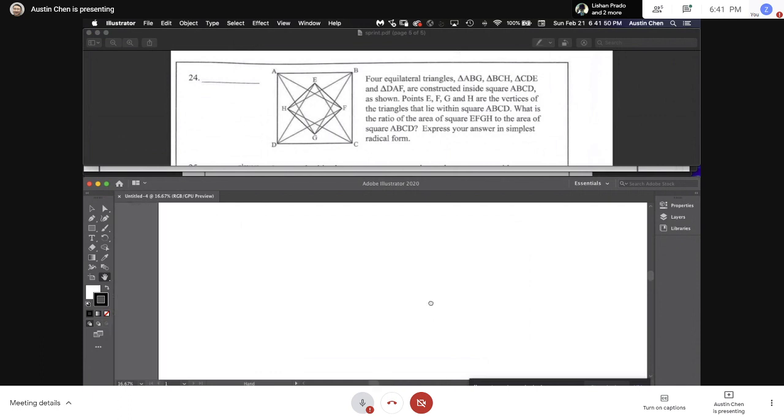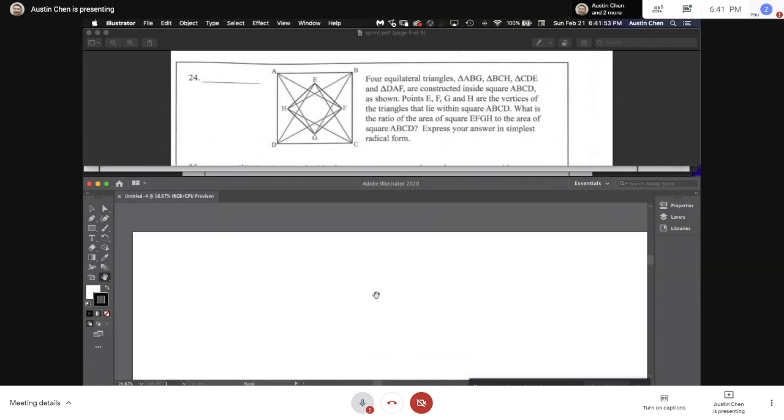Okay, four equilateral triangles ABG, BCH, CDE, and DAF are constructed inside square ABCD, as shown. Points E, F, G, H are the vertices of the triangles that lie within square ABCD. What is the ratio of the area of square EFGH to the area of square ABCD? Express your answer in simplest radical form.